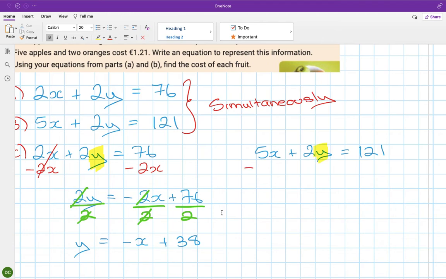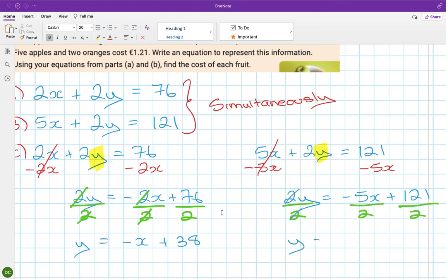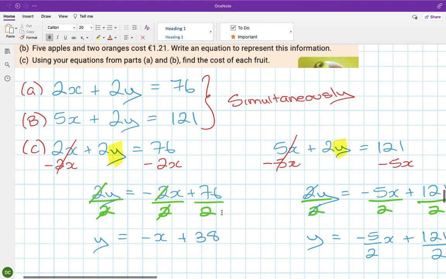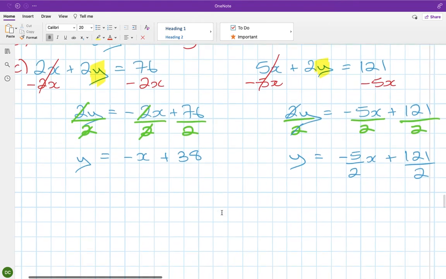So same process, minus the 5x to cancel, minus the 5x to balance. So 2y equals minus 5x plus 121. And then divide by 2, divide by 2, divide by 2. So we get y equals minus 5 over 2, and of course it doesn't. Okay, so that's my first step, isolate y in both cases.